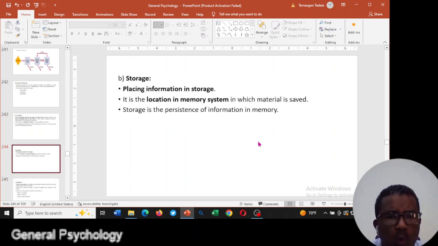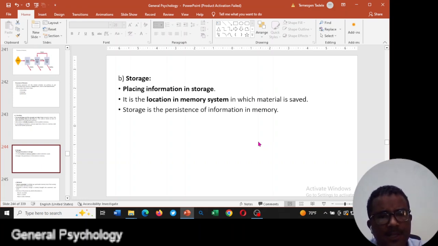What about storage? As you can understand from the word, storage means putting something in a particular place. For example, we can put our materials in a store. We can put different properties in a certain place. That is identified as storage. Likewise, in the memory system, information or data can be placed in a particular area of our mind. So storage is placing information in the storage of our memory.